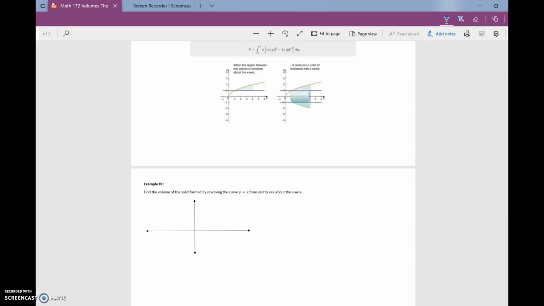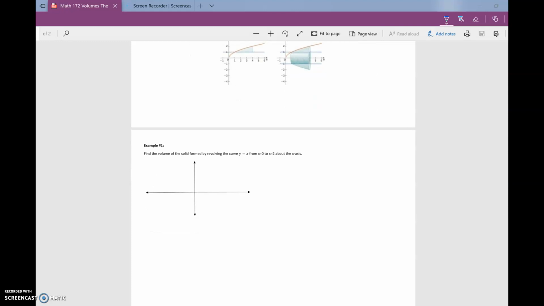So here's the idea on this one. We're going to be revolving the line y is equal to x. So technically, let me do this in a different color. It's going to be this line here. And our region is going to go from 0 to 2. So technically, this is 1 and 2. And this is actually the region in question. We're going to be revolving it along the x-axis.